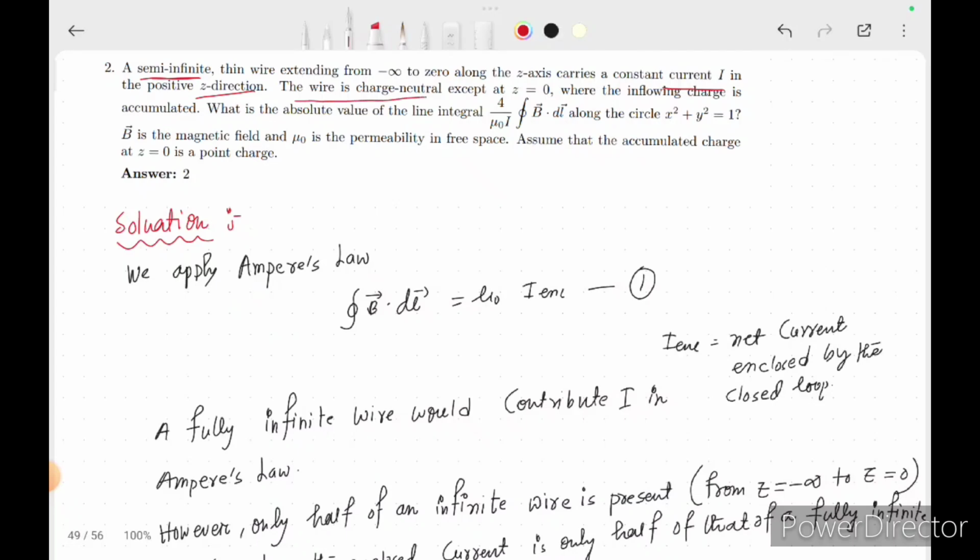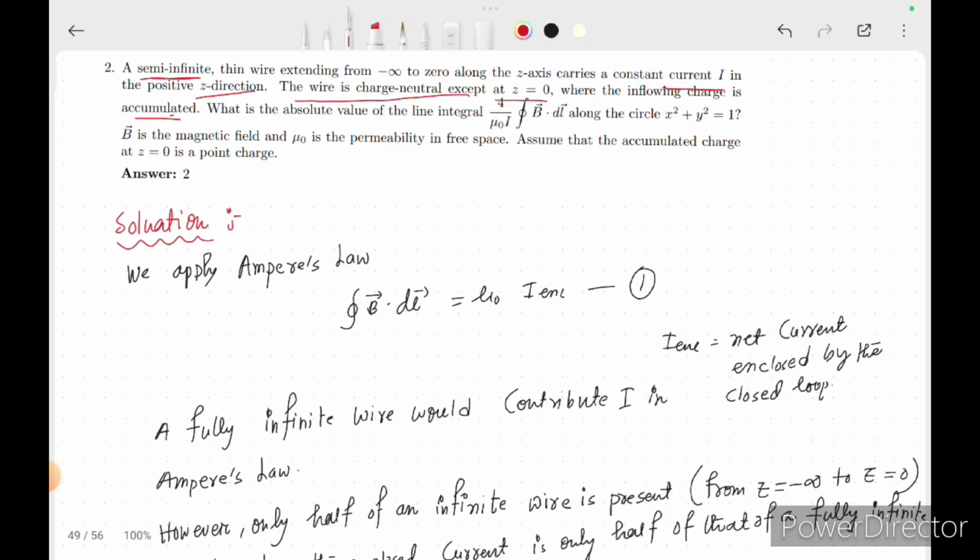The wire is charge neutral except at z equals 0, where the inflowing charge is accumulated. Charge is accumulated at z equals 0, right? It means the charges are at rest. When charges are at rest, they do not create a magnetic field. So due to this charge, we do not get any kind of magnetic field.